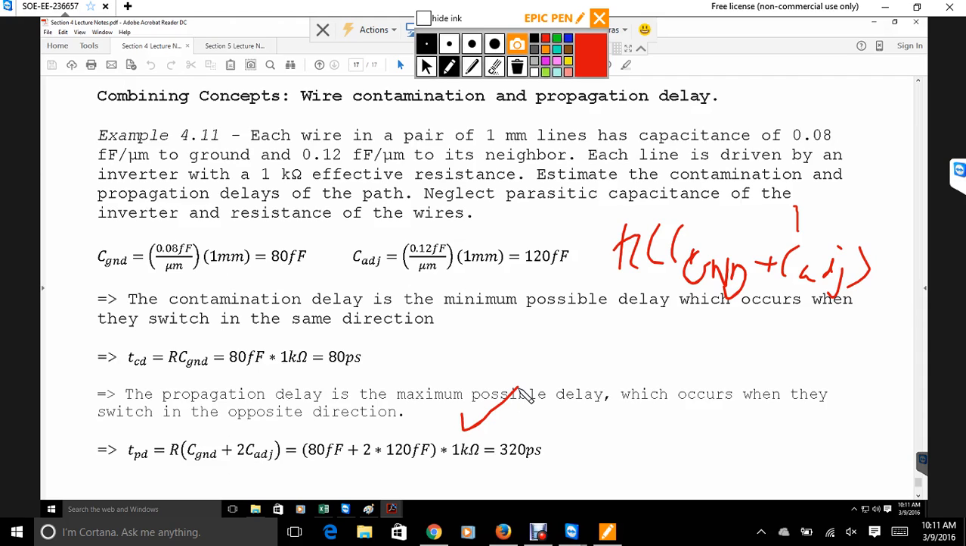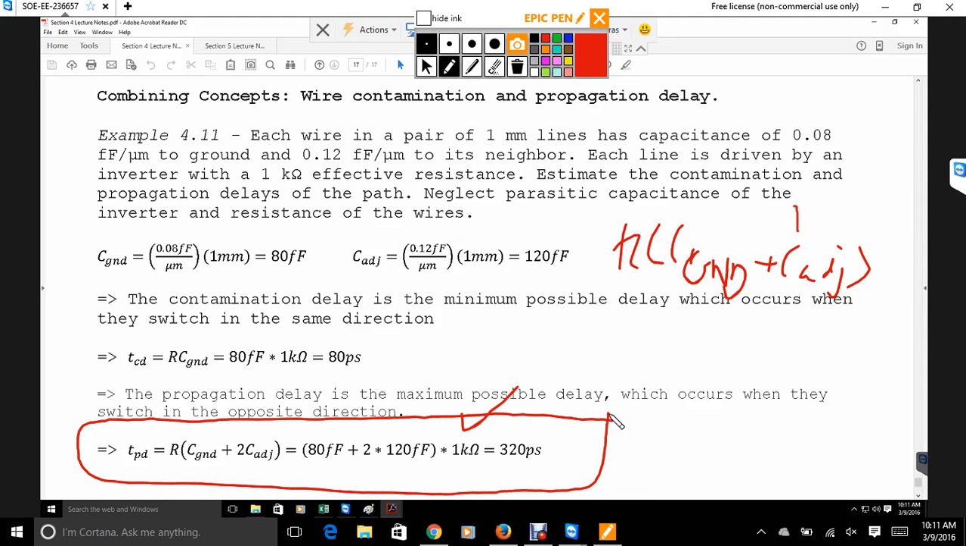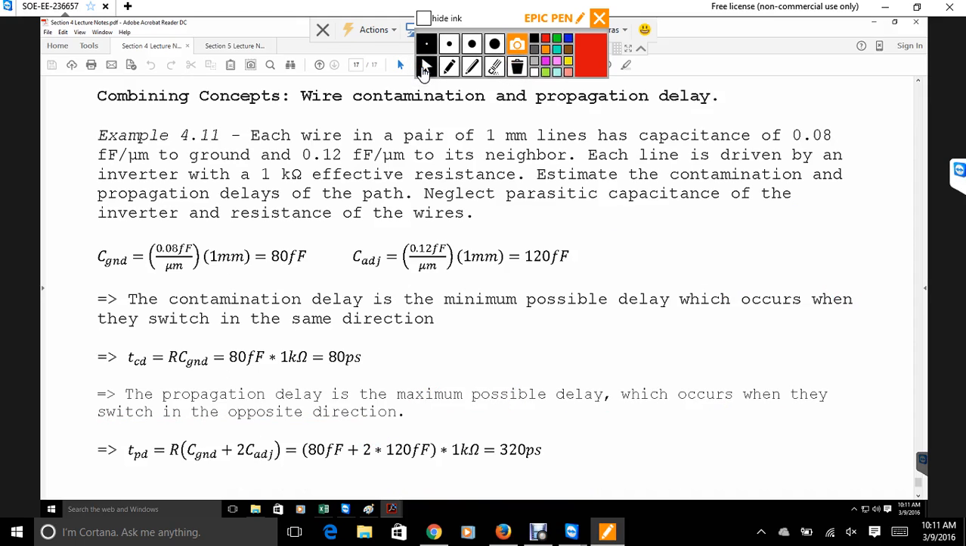So then that's just the normal switching delay, but the propagation delay here is what happens in the worst case when they switch in the opposite direction. In this case, one of them was 1 and the other is 0, and then it's 0 and 1, right? So that's our worst case scenario here, tying into the Miller coupling factor. Did that answer your question? Okay.